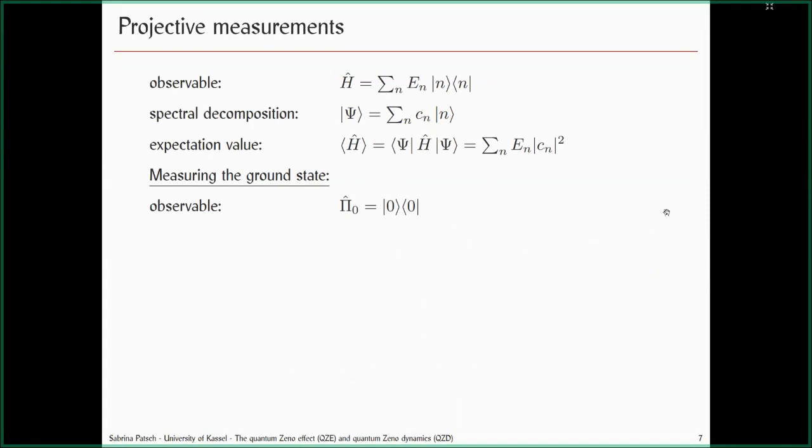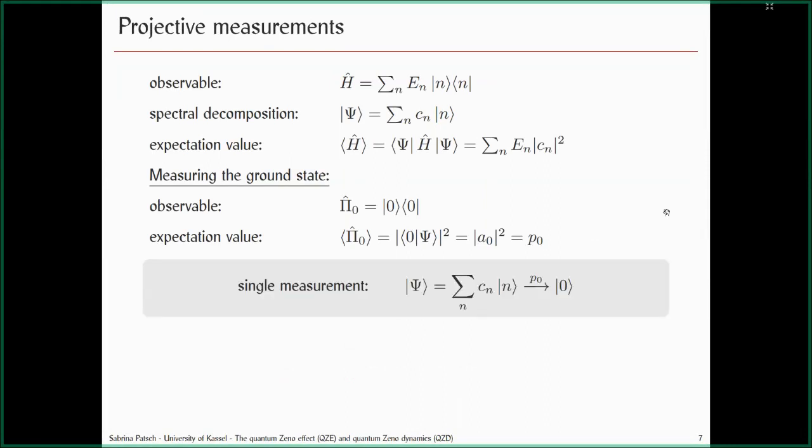Let's go a bit more specific. What happens if I want to measure, for instance, the ground state of my system? If I think, for instance, of a harmonic oscillator, I want to measure the ground state and want to see whether my system is in the ground state or not. I can use the very same formalism. I calculate the expectation value of this observable, and this is simply the projection of the initial state onto the state 0. Then we take the absolute square, and this is this coefficient A0 squared. We can also call this the probability. So this is the probability of the system being in the state 0.